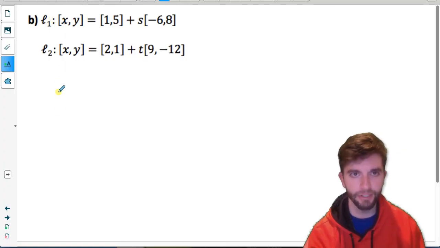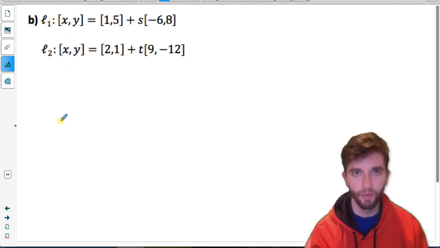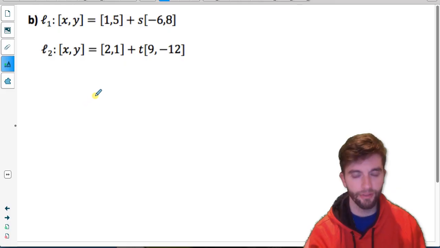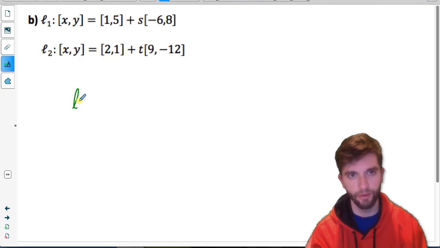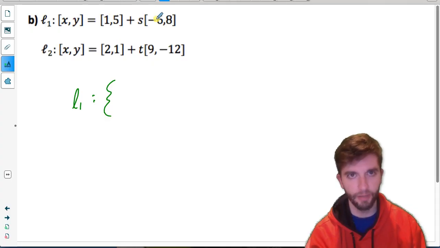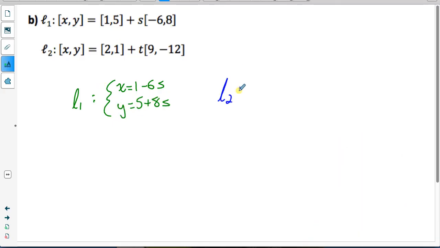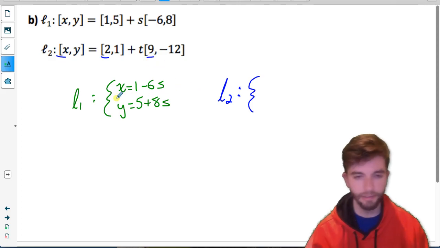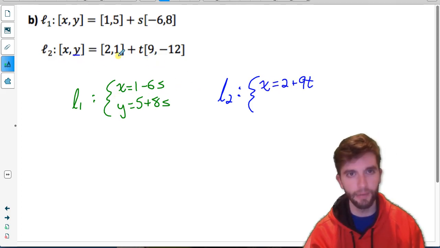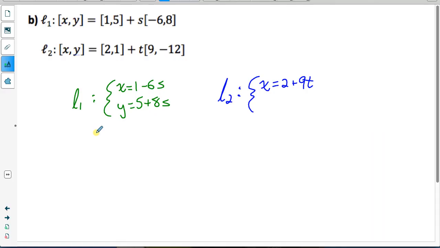Part B, we're given the vector equation of the 2 lines. Whenever you're given the vector equation of the two lines, it's always going to be useful to rewrite the equations in parametric form. So let's write the parametric equations of the lines. So for line 1, the parametric equations would be x equals 1 minus 6s, and y equals 5 plus 8s. Line 2's parametric equations, x would equal 2 plus 9t, and y would equal 1 minus 12t.